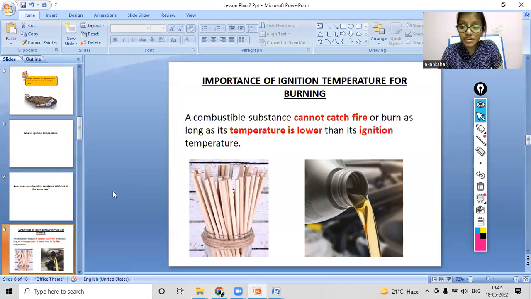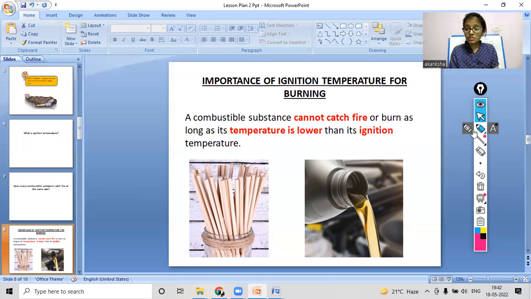So I want someone to read the topic that is written. Yes. The topic that we are about to read now is the importance of ignition temperature for burning. Why is the ignition temperature so important for a substance to burn? A combustible substance cannot catch fire or burn as long as its temperature is lower than its ignition temperature.